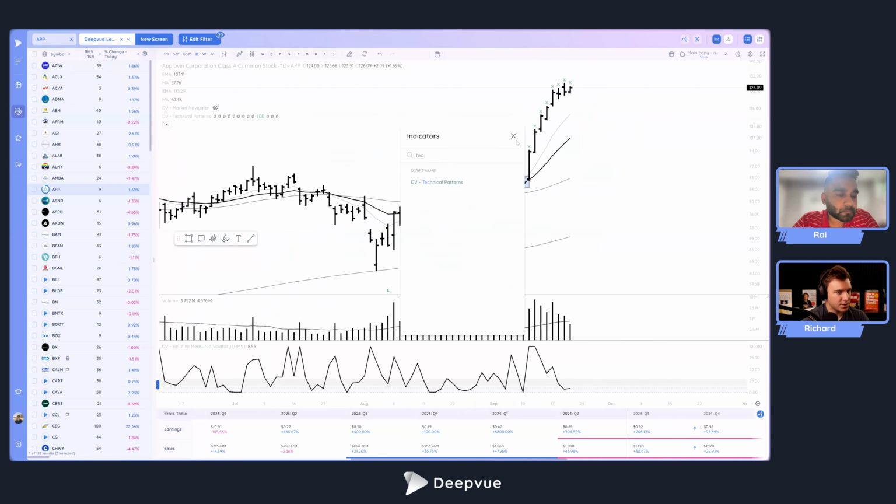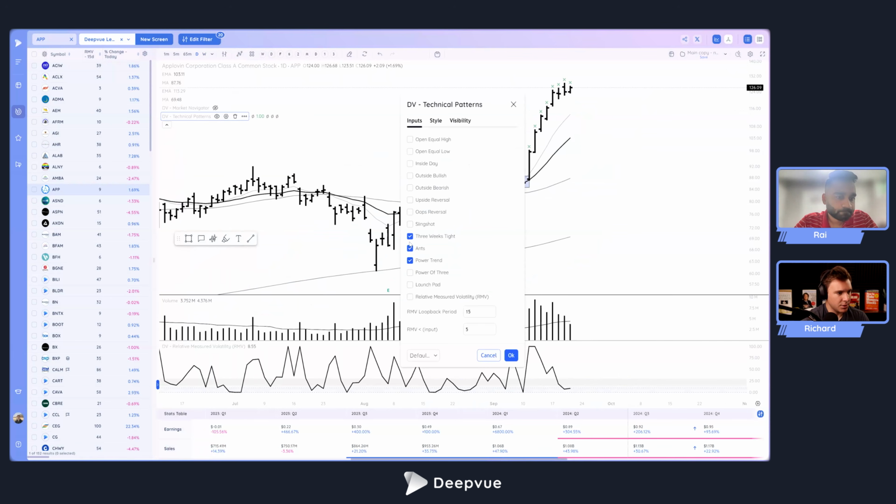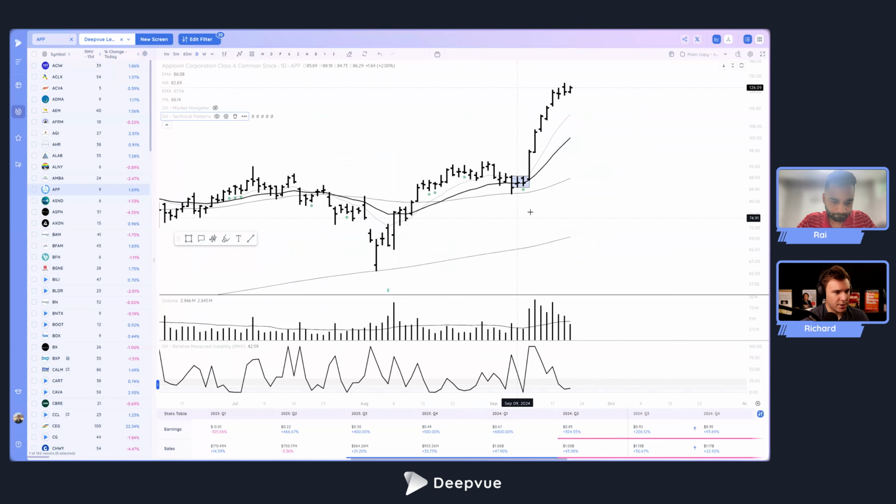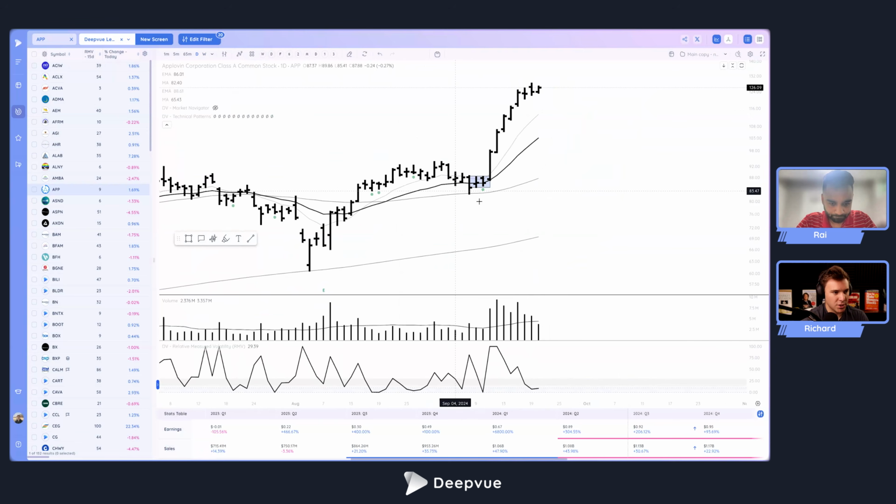Technical patterns, undo all these, and there you go. Now when RMV gets below that threshold that you set, it will plot a dot here for you. Again, super cool, and it helps you identify those tight areas without even needing this indicator on the chart.